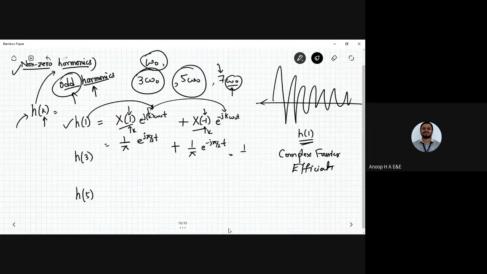Okay, so that would be 1 by pi taken as a common factor, e power j into pi by 2 into t, plus e power minus j into pi by 2 into t. Okay, so what is the value there? e power j theta plus e power minus j theta. Okay, what is its value? 2 cos theta. It is cos. Okay, so 2 cos of pi by 2 into t.